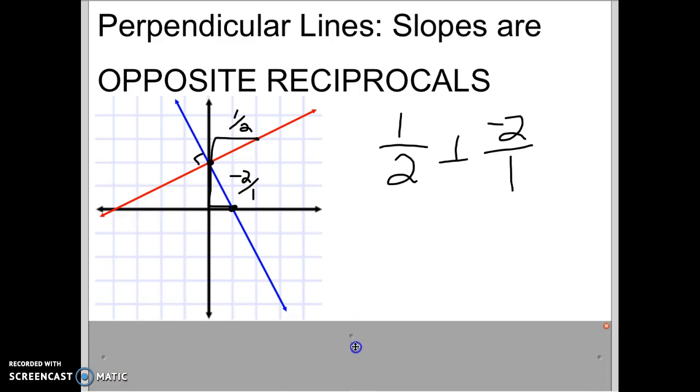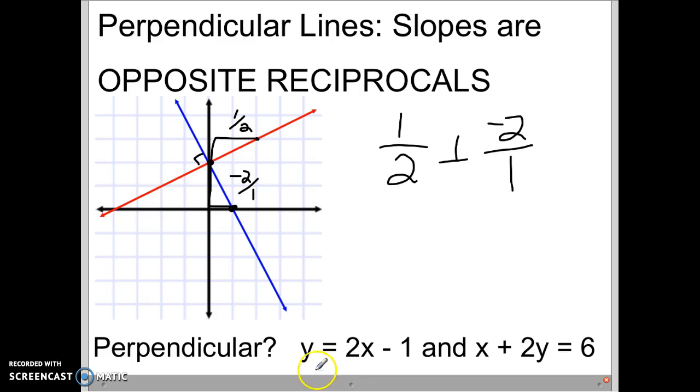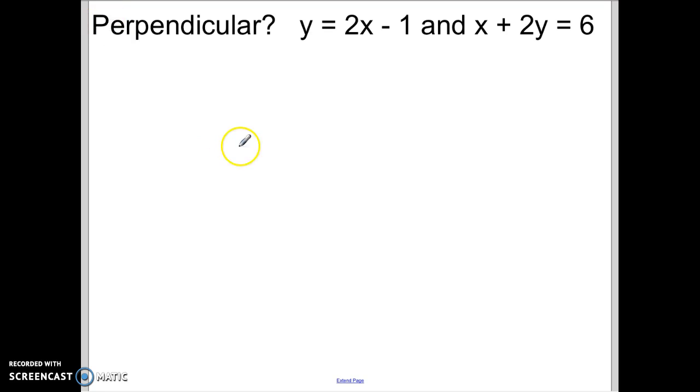Let's take a look at another example. Here are two equations, y equals 2x minus 1 and x plus 2y equals 6. Let's see if they are perpendicular. This equation is already in slope-intercept form. I identify the slope of this line as positive 2. So if I write that as a fraction, it'd be 2/1.